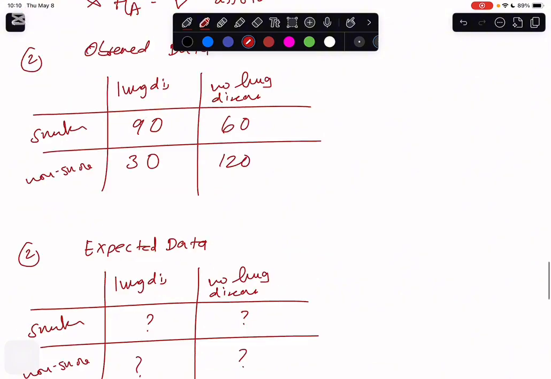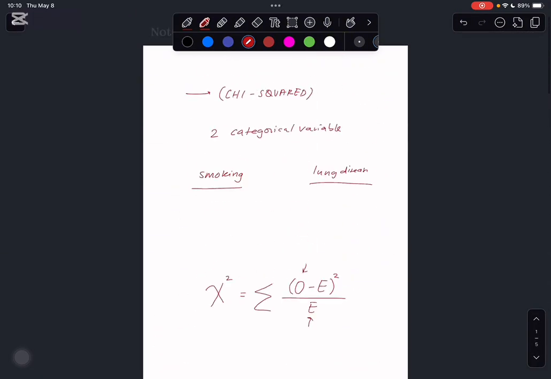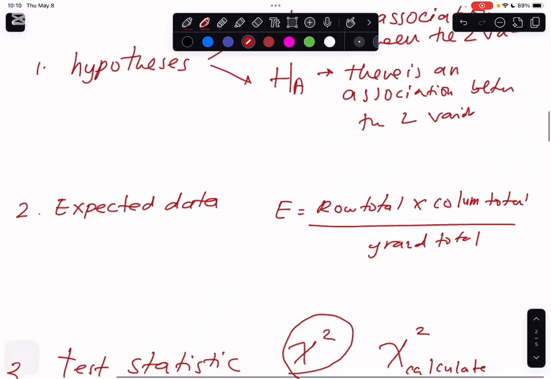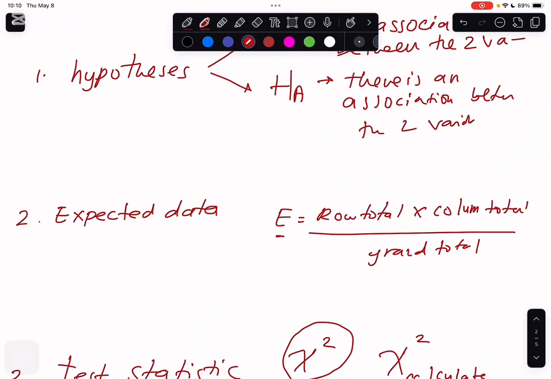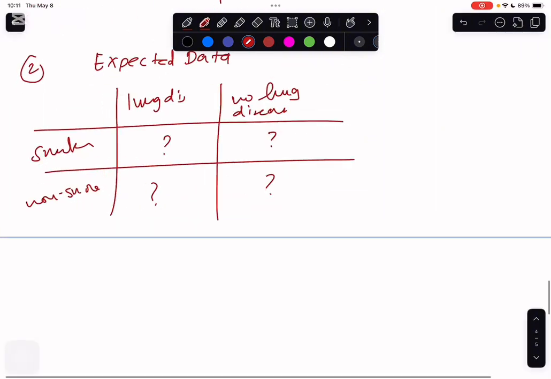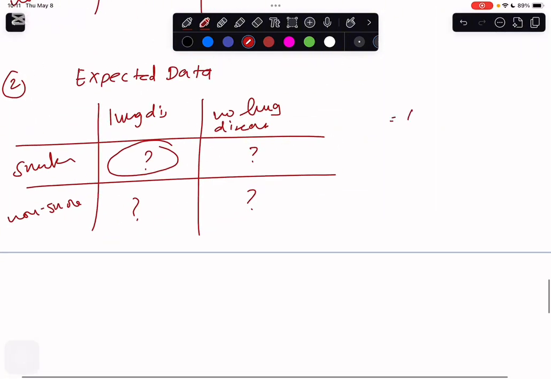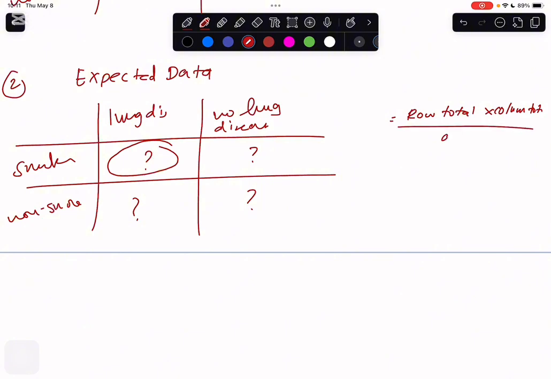Okay. So I told you above there's an equation to get the expected values. Look at the equation for expected values. So the expected value for this place, for example, is basically the row total times the column total over the grand total. What am I mixing up now?